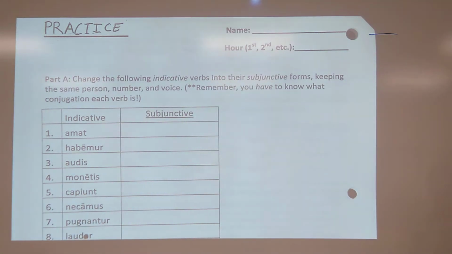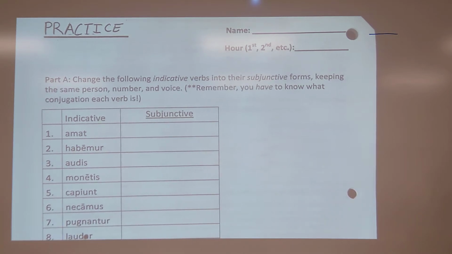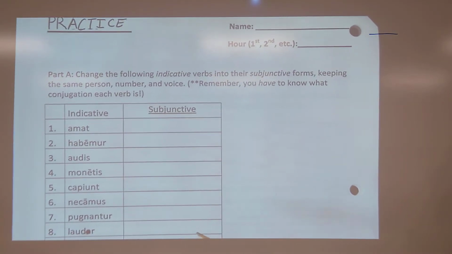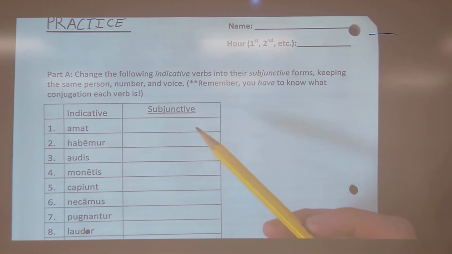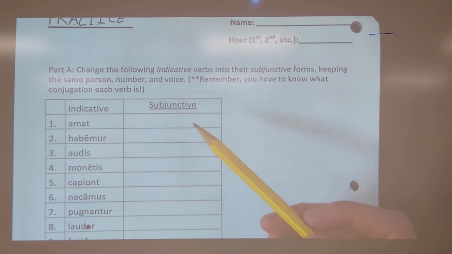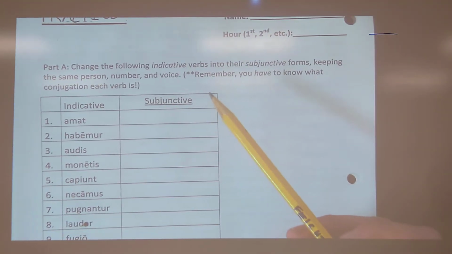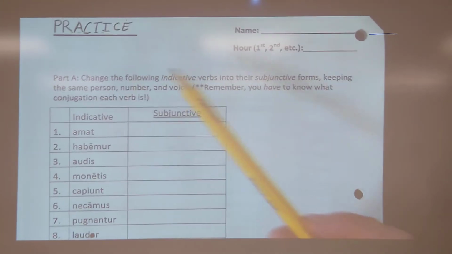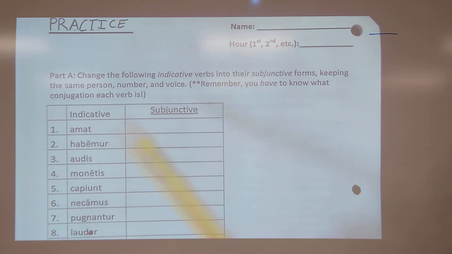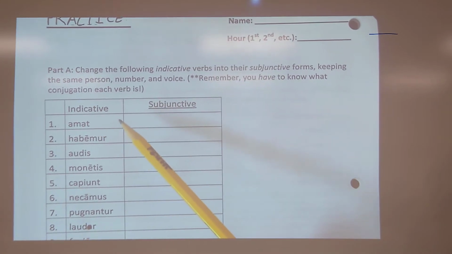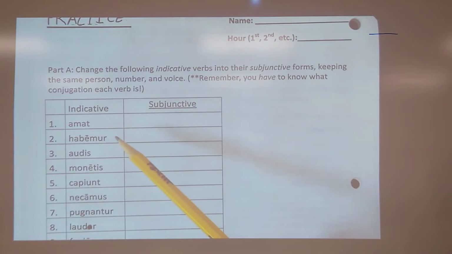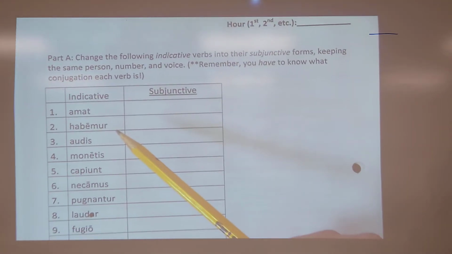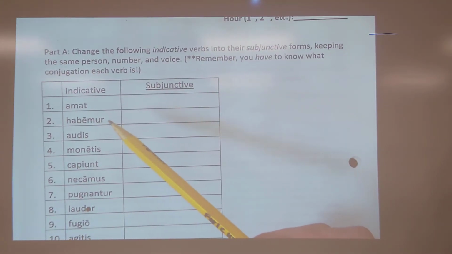Just wanted to go through the practice that goes along with your first subjunctive review that we just went through. So if you're following along in the packet, this is the very next page. The instructions are, all you're going to do is change the indicative verbs to their subjunctive forms. Okay, you're not translating anything yet. We're just looking at the forms.